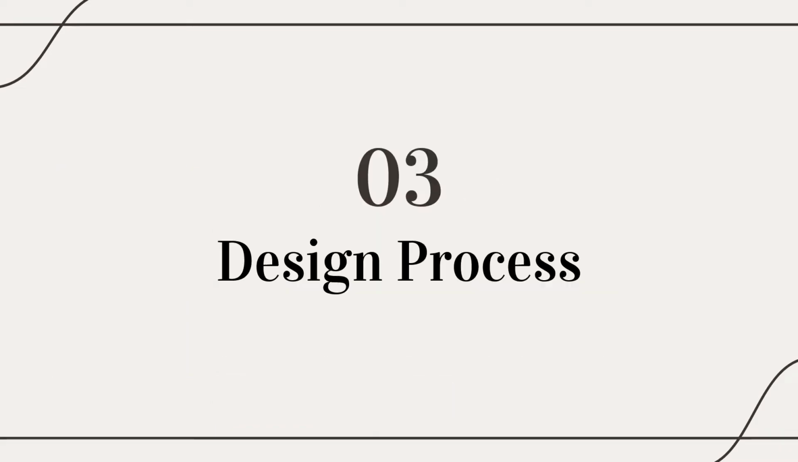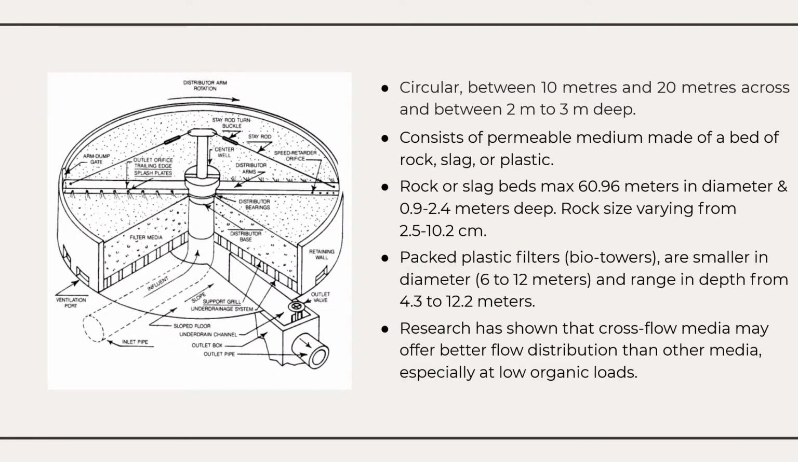Thank you. Right now, we will be explaining the design process of the trickling filter. A typical trickling filter is circular. The size is between 10 meters and 20 meters across and between 2 meters and 3 meters deep. It consists of a permeable medium made of a bed of rock, slag or plastic where the wastewater is distributed to trickle through, as shown in this figure here.